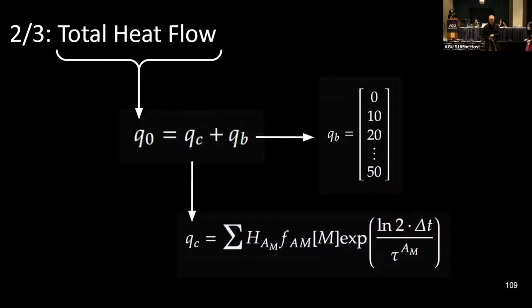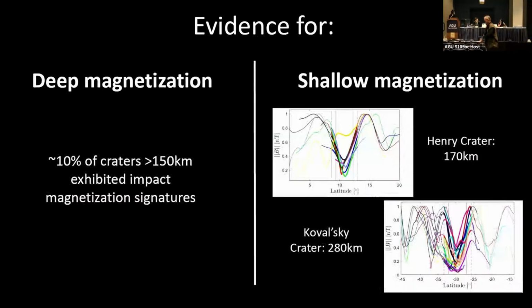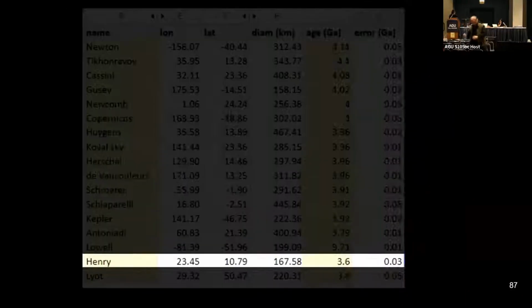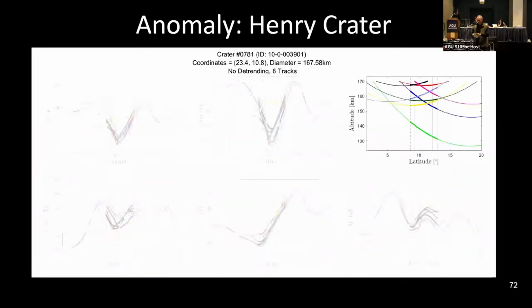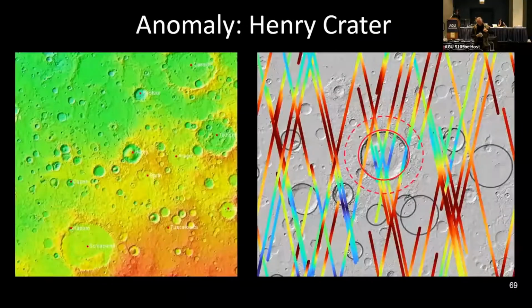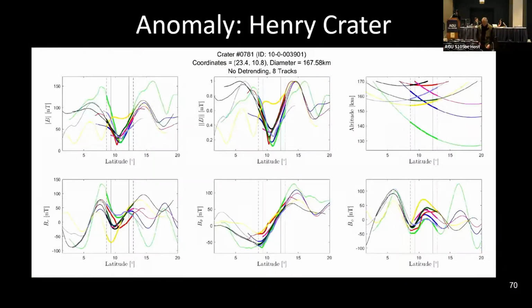Okay, thank you. There was a question on the chat related to Henry crater. It's asking, the yellow track is quite different from the other tracks, with no reduced magnetization. Why could this be?